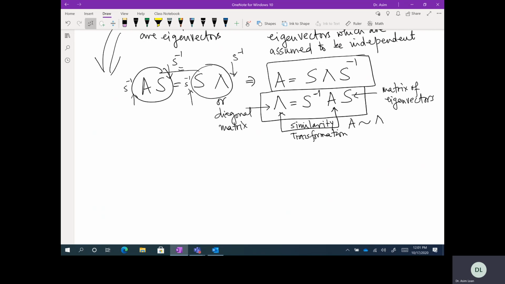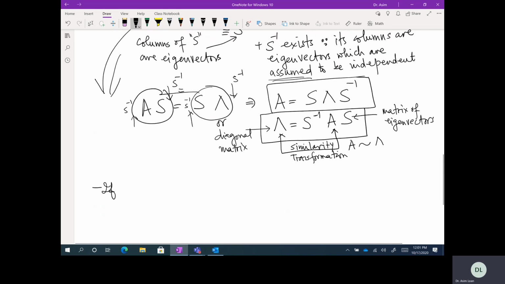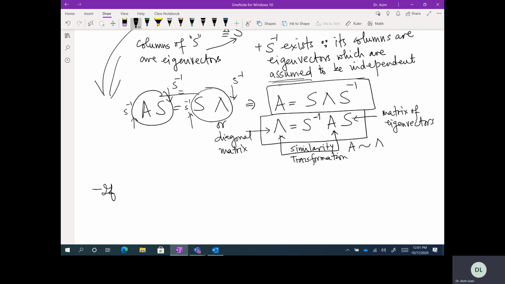So let me write some more facts for you, which you need to remember. If the columns are independent, this is always true when you have eigenvectors corresponding to distinct eigenvalues. But it's also true for symmetric matrices, even if an eigenvalue is repeated, because we have a full set of eigenvectors. Maybe we'll prove some of these in this or in the next lecture.